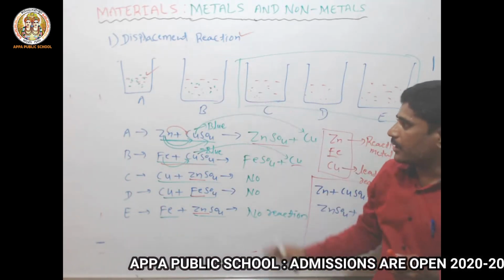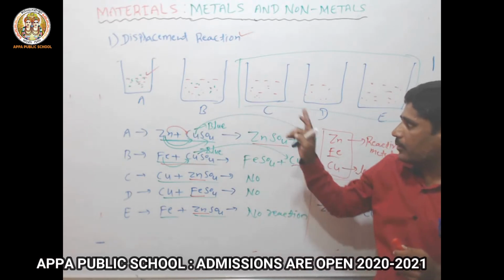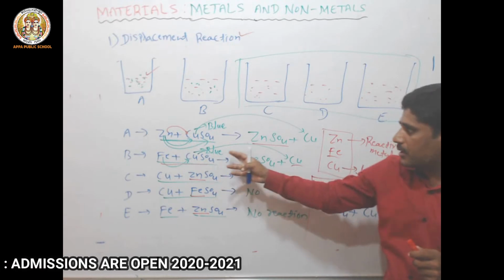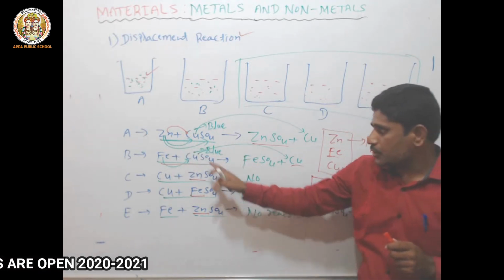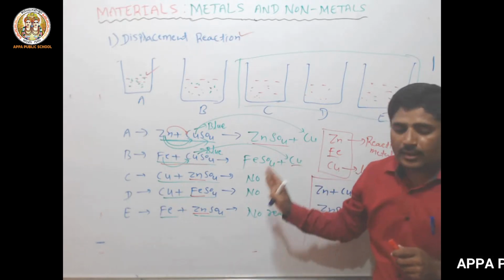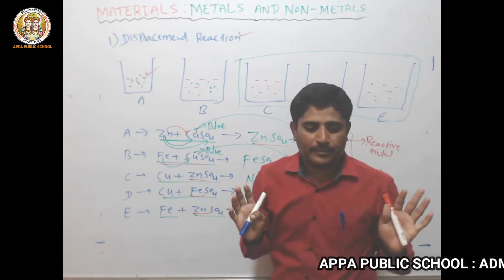Displacement reaction. Beaker A, beaker B, beaker C, beaker D, beaker E. So these are the solutions: copper sulfate solution, zinc, and what changes take place, everything we have completed. I hope the point is clear.